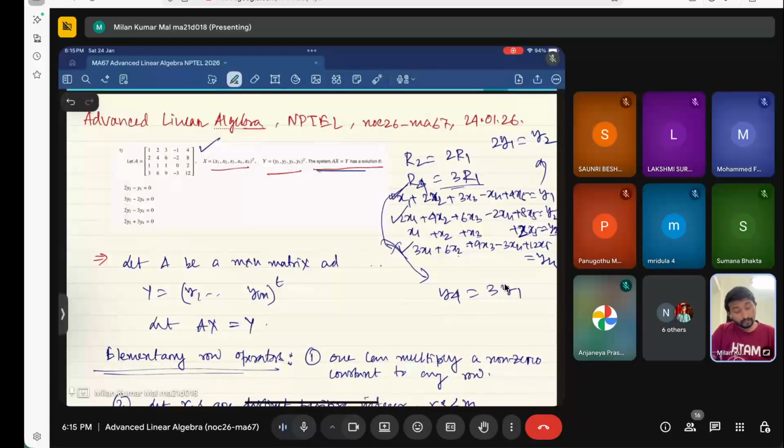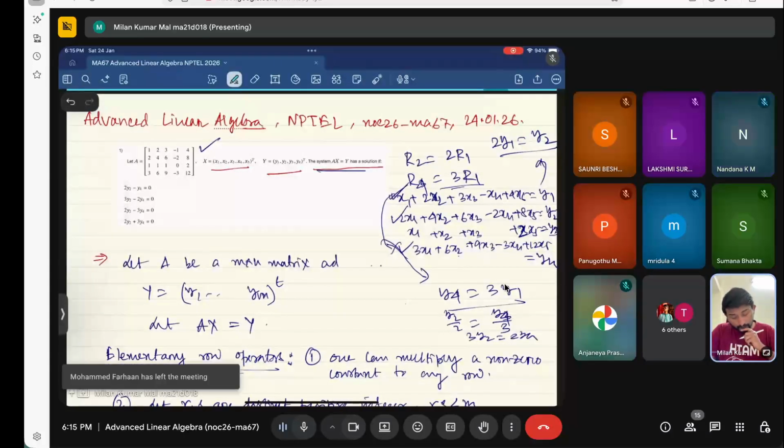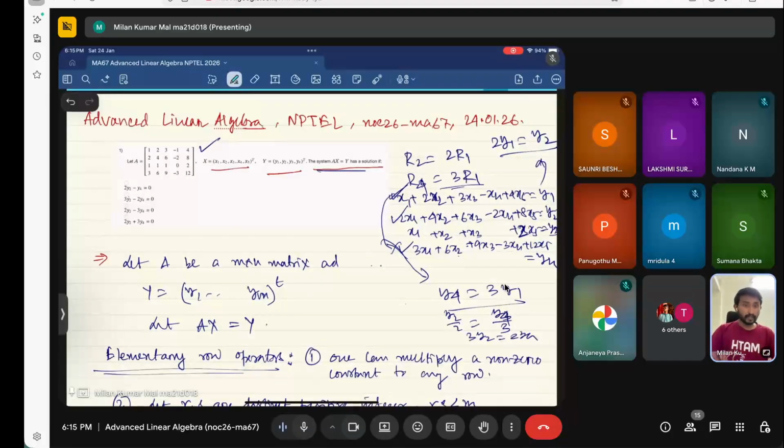So if you solve for Y1 from these two, what will you get? You will get Y2 by 2 is equal to Y4 by 3, so that you will get 3y2 is equal to 2y4. This is the correct option.